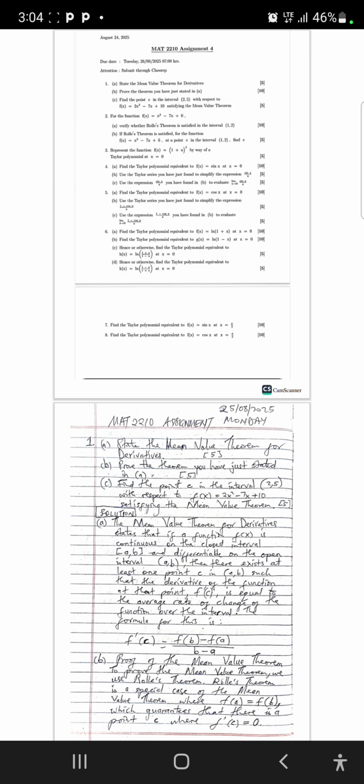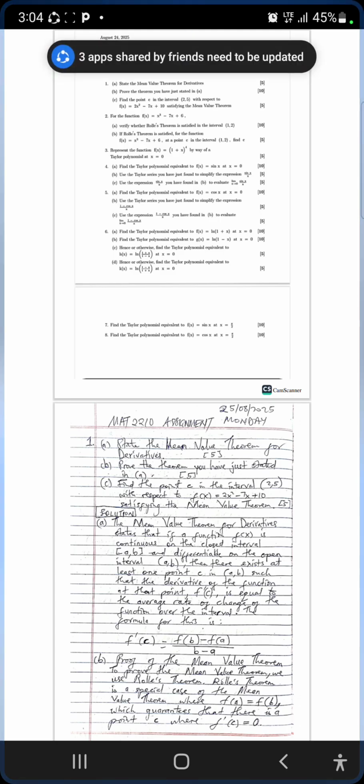From there, find the point C in the interval (2, 5). That interval is open. When the brackets are curled, it means you're looking for the values in between. In our case, we have got (2, 5), and the brackets are curled, so you're looking for the numbers between 2 and 5.